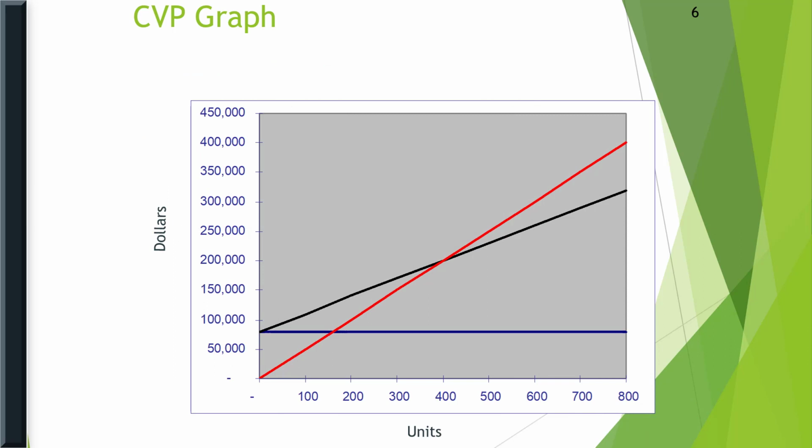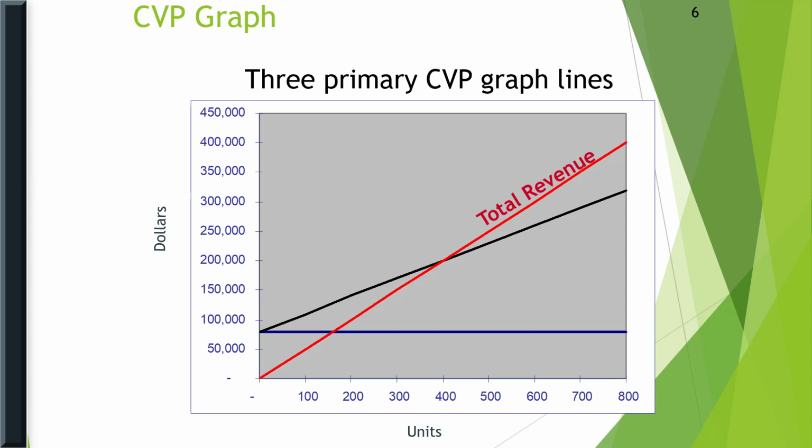By maintaining these assumptions, if we draw a CVP graph, the graph will look like this graph. There are three primary CVP graph lines. One is total revenue, the red one, and the total cost line, that is the black one, and the blue one, that is the fixed cost.